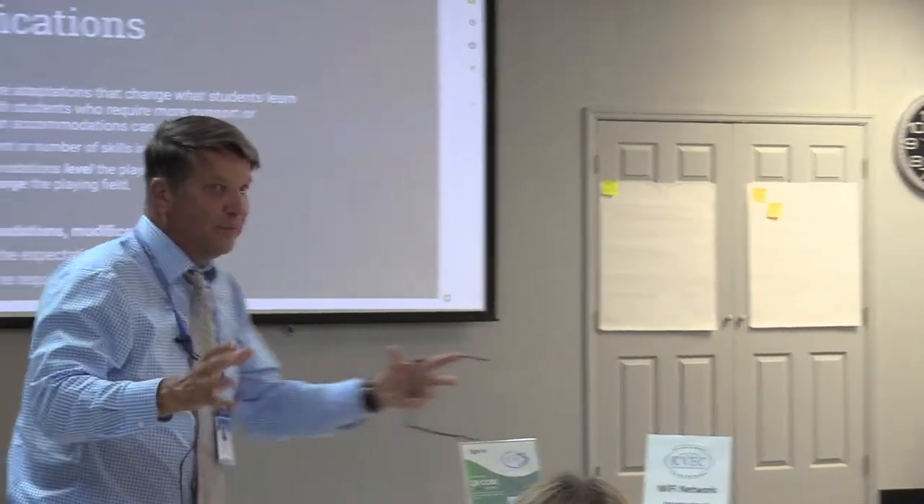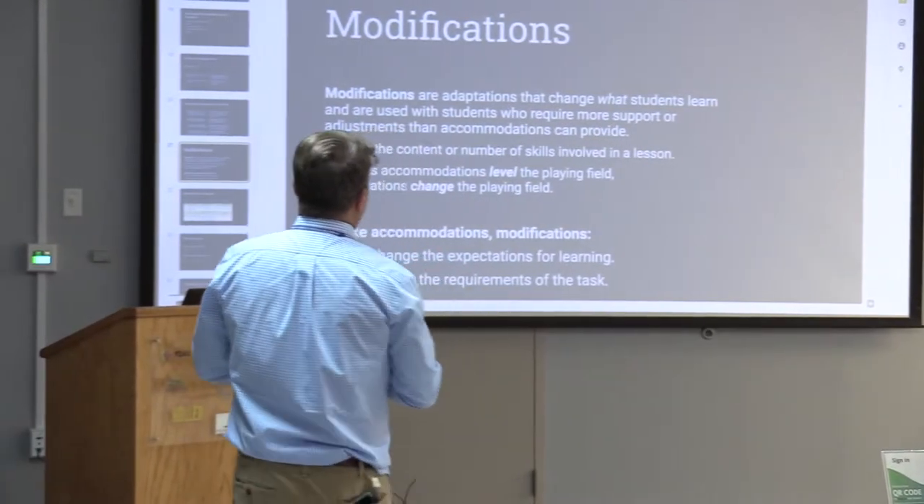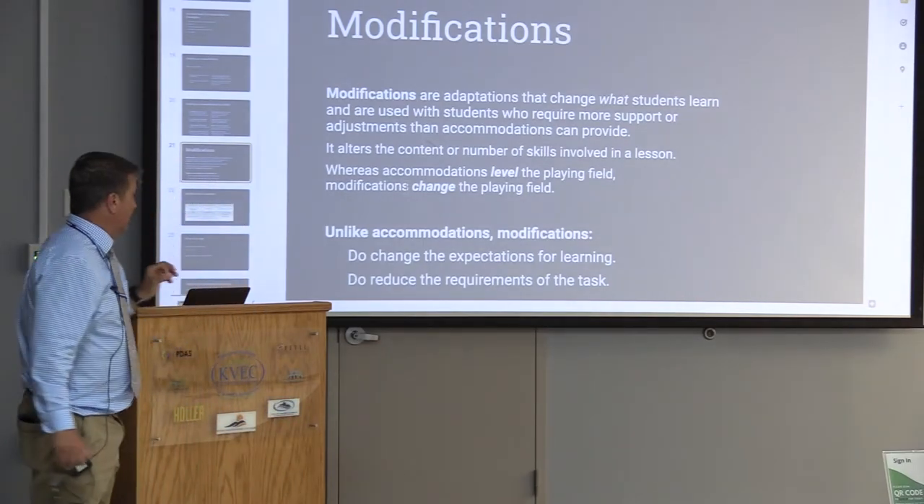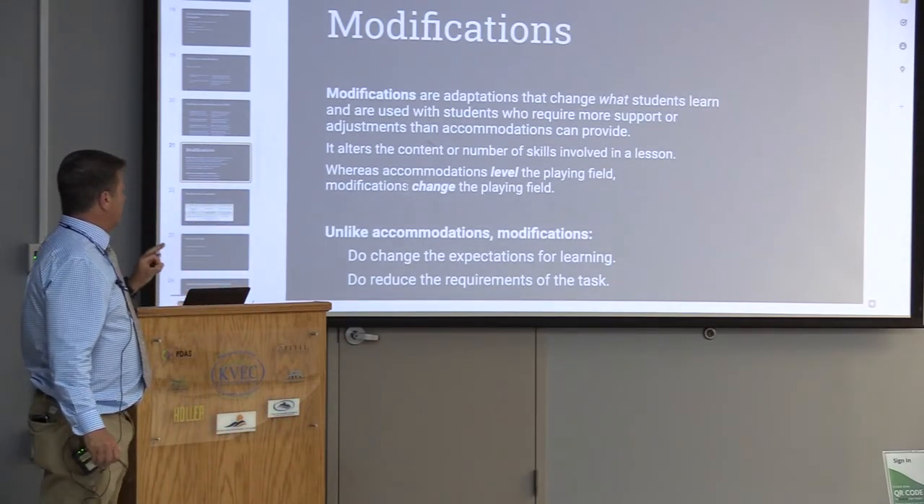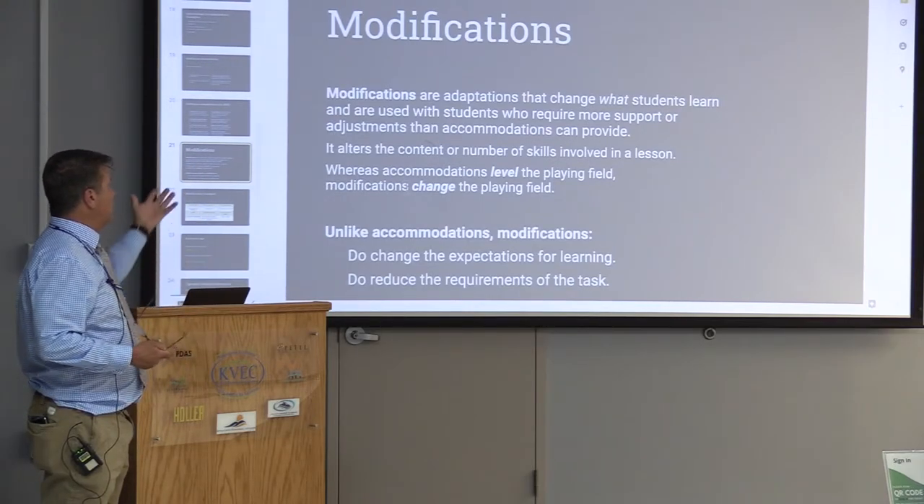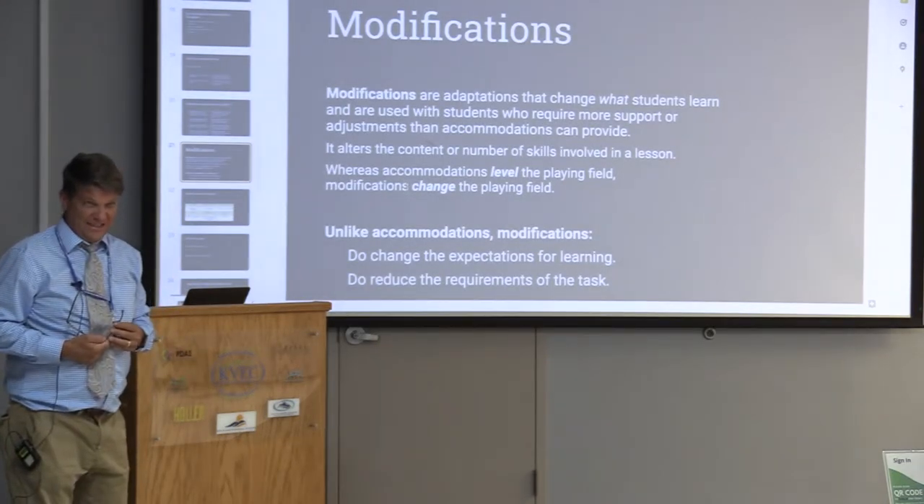So I know I'm hurrying through some things, but I want to get to the special design instruction stuff, okay? So unlike accommodations, modifications do change the expectation of the learning. They do reduce the requirements of the task. It alters the content or number of skills involved in a lesson, whereas accommodations level the playing field, modifications change the playing field. Does that make sense?